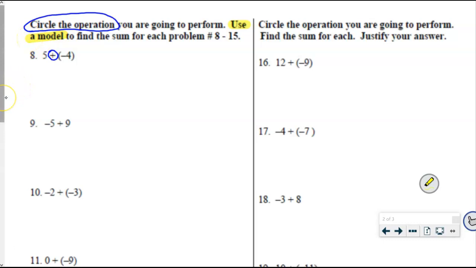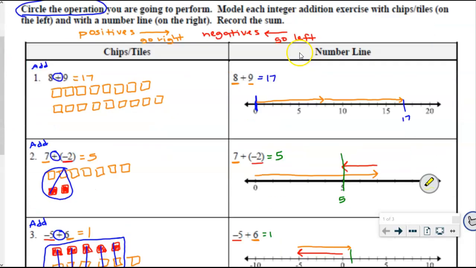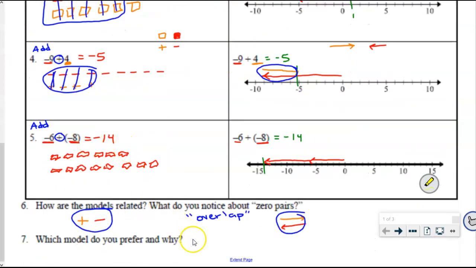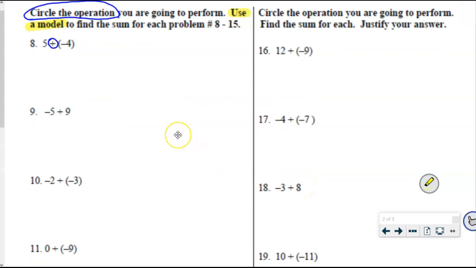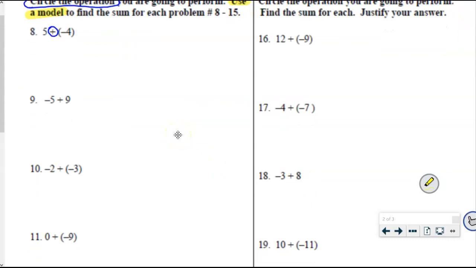Can you use chips and tiles? Yes. Can you use number lines? Yes. Do you have to use both? No. You get to pick which one you want to do. So back here we discussed which one is your favorite. And if you raise your hand saying my favorite one is the chips and tiles, then you can continue to use the chips and tiles model. If you raised your hand saying I prefer the number line, then you're probably going to continue to use the number line model. Okay? You can use whichever model you prefer.